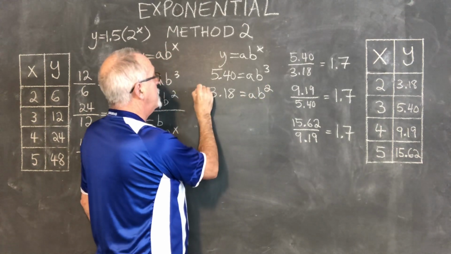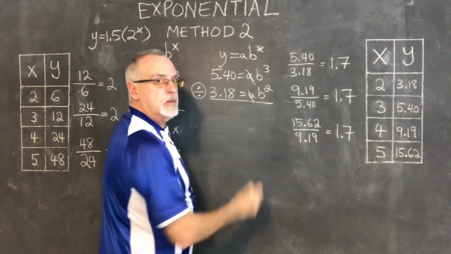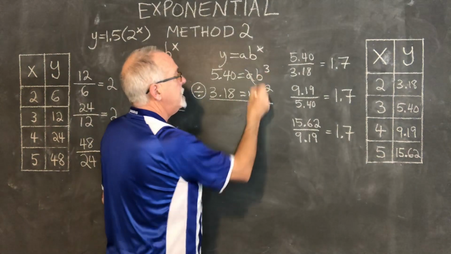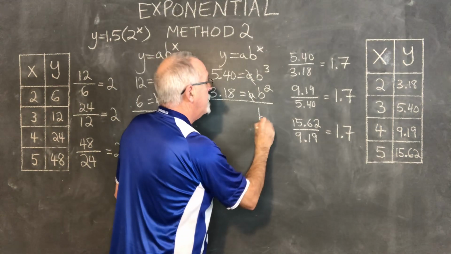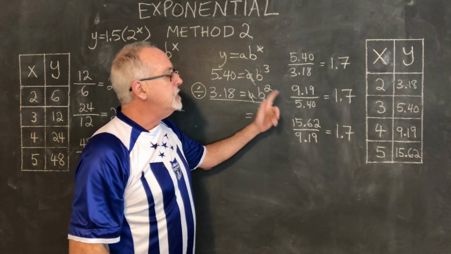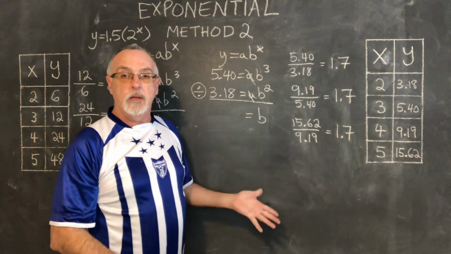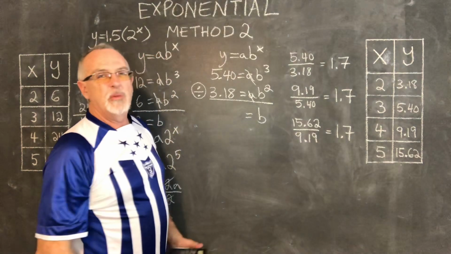When I divide, the a's cancel. Method 2, that happens. B cubed divided by b squared is b to the 1. That also happens. Of course, it will happen when we have b cubed and b squared. We could have chosen different points, and it would look slightly different, but we'd still be able to do it. We'll see that with method 3.